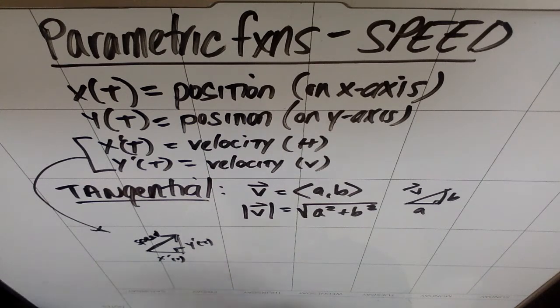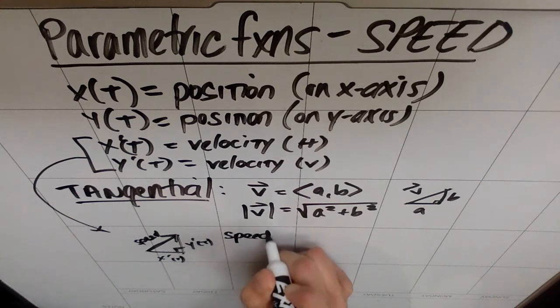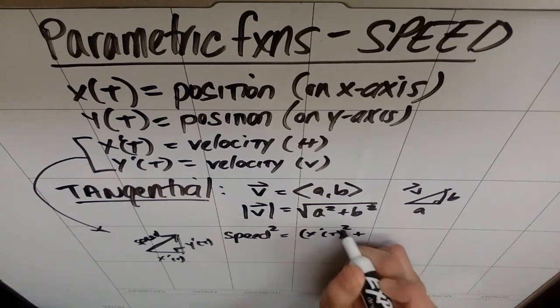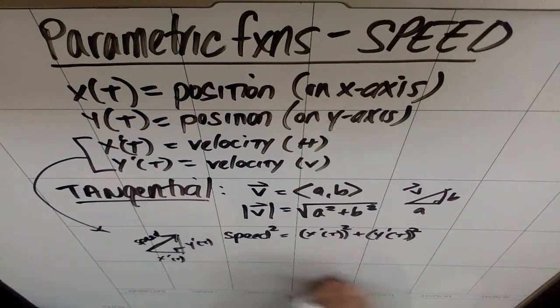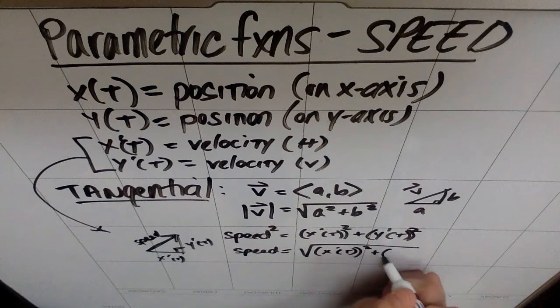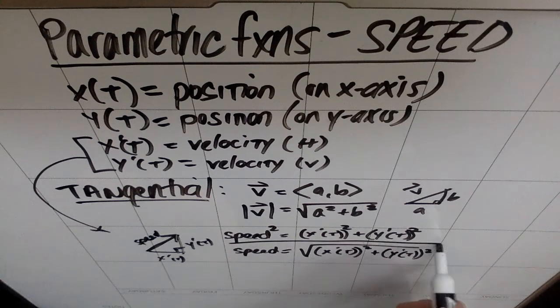I'd do x prime of t quantity squared plus y prime of t quantity squared equals speed squared. So speed squared equals my x prime of t quantity squared plus my y prime of t quantity squared. And then when I solve for speed, I get that speed, without the need for plus or minus, because it is a scalar, so it's only positive and doesn't have direction, is the square root of my x prime of t quantity squared plus my y prime of t quantity squared. So that's our formula for speed in parametric mode.